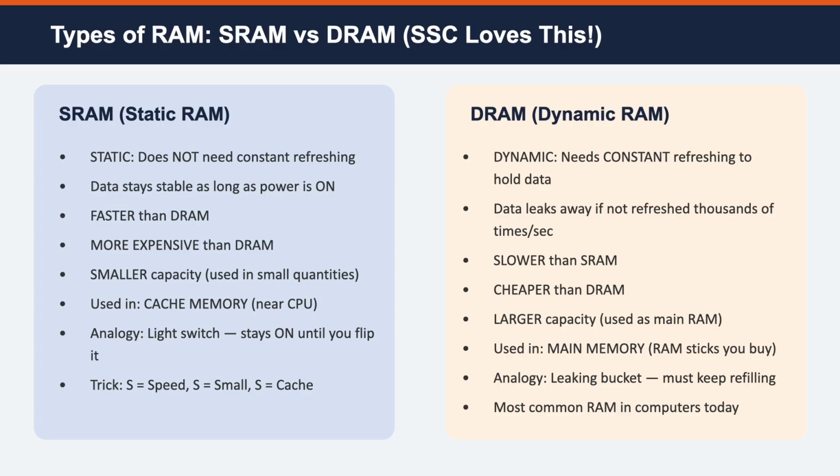In cache memory, because cache memory is right next to the CPU and needs to be extremely fast, and SRAM is the fastest type of RAM, but it is expensive, so it is only used in small quantities. The RAM sticks you buy in the market, the 4 GB or 8 GB modules, those are all DRAM. It is slower than SRAM but much cheaper, so it comes in larger quantities.